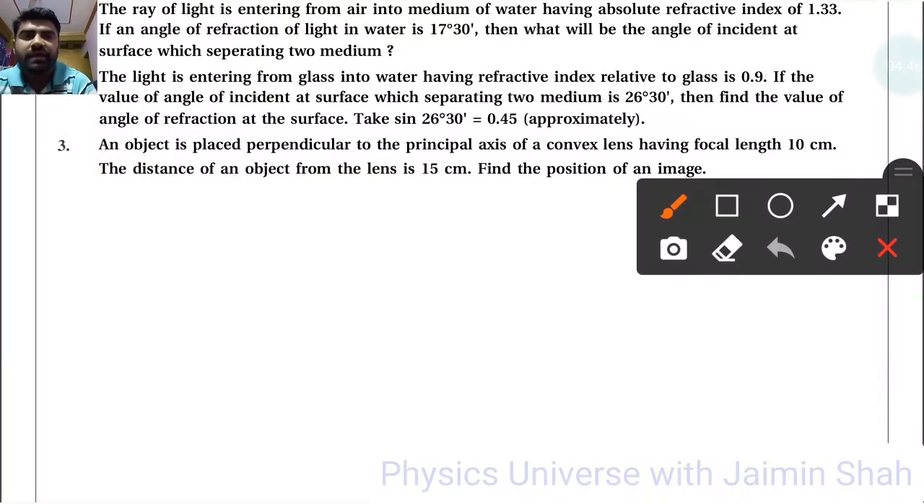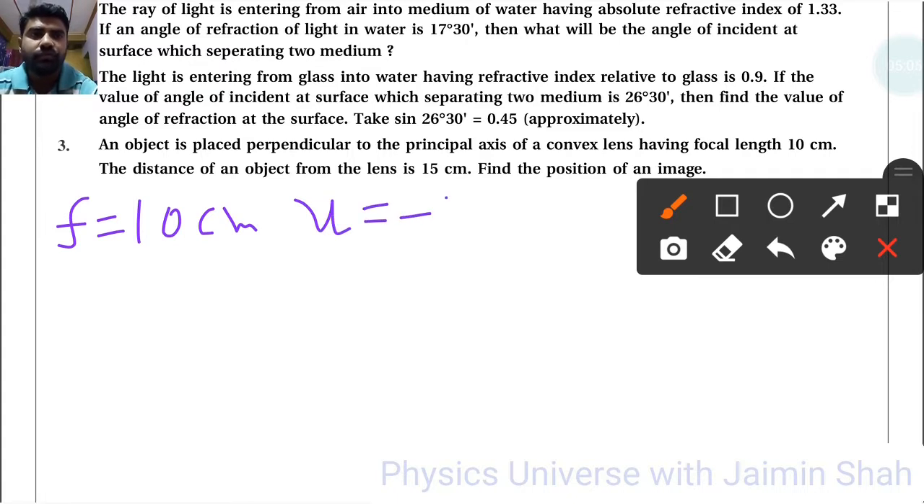Now third question: an object is placed perpendicular to the principal axis of a convex lens having focal length, convex lens, so focal length is positive, 10 centimeter. The distance of the object from the lens is 15 centimeter, so u is equal to minus 15. Find the position of the image. So v is what we have to find.